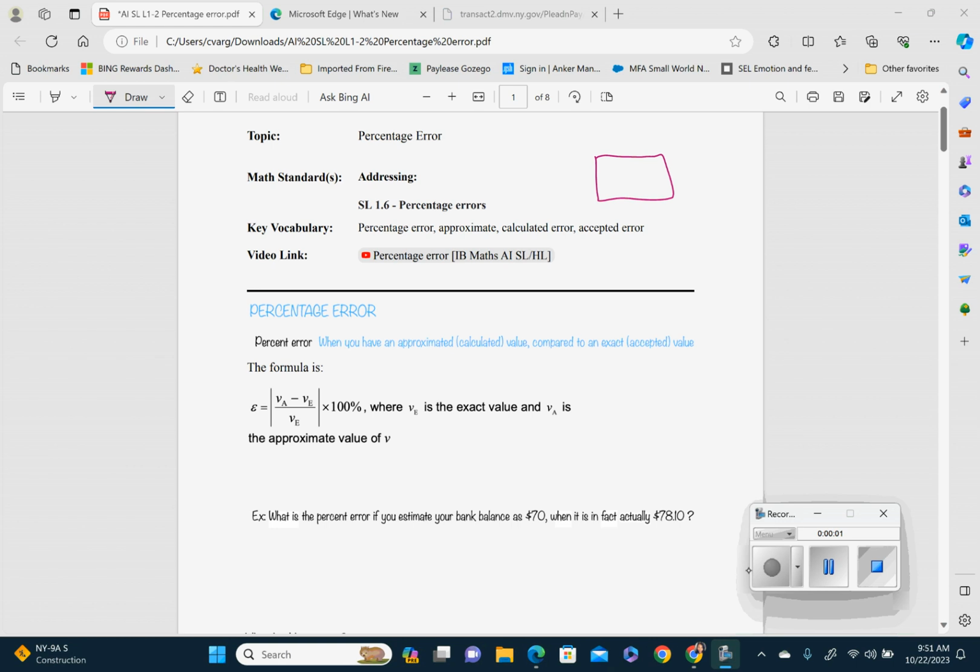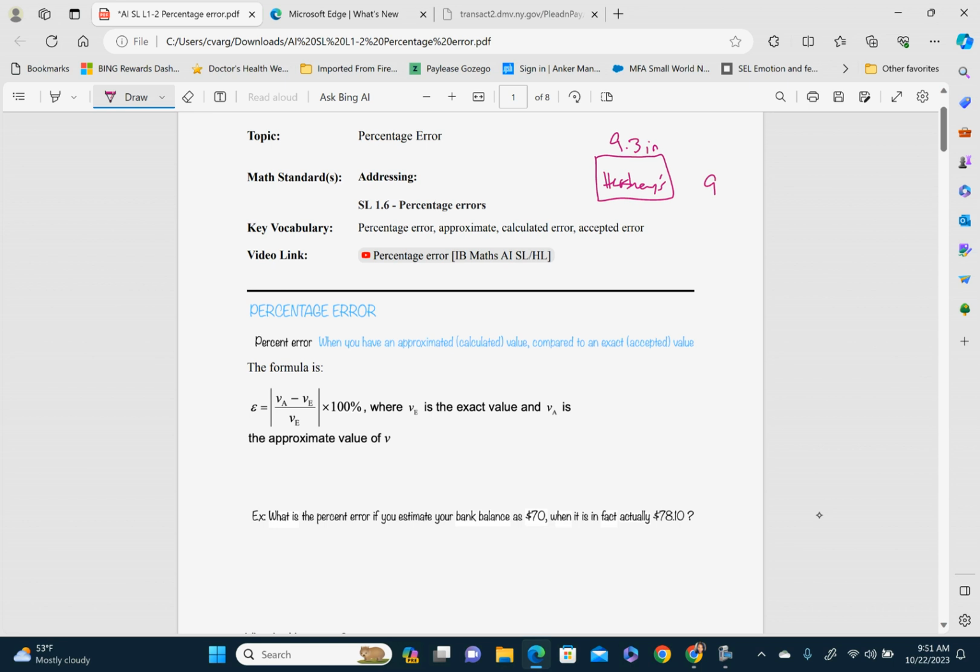All right, so today's lesson is pretty straightforward. It's about percentage error. Basically, what that is: if I have a Hershey's chocolate bar, I'm measuring the distance myself and I get 9.3 inches, okay? But then the actual is 9.4 inches.